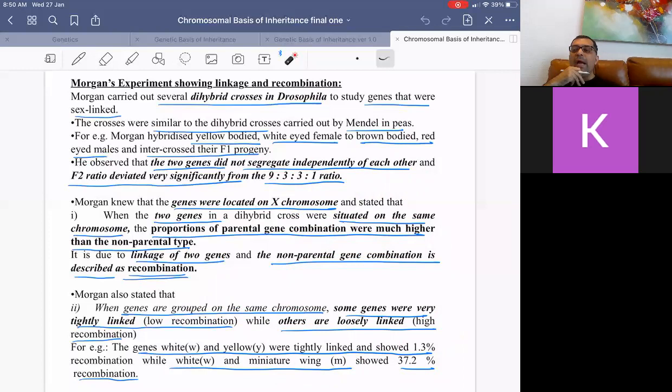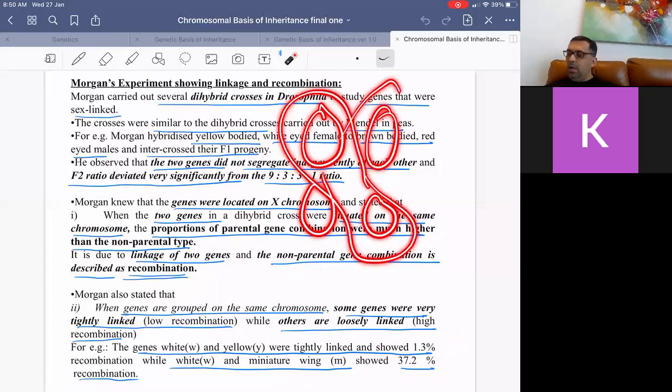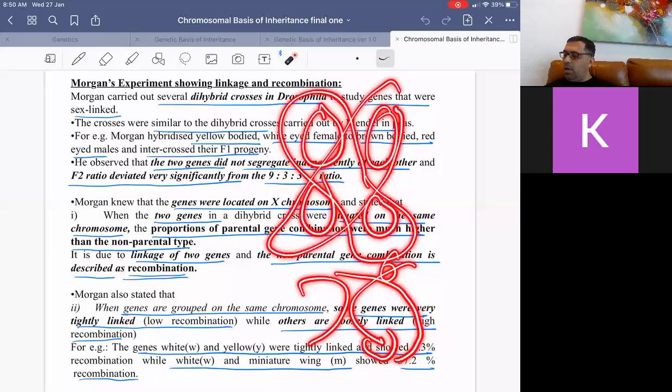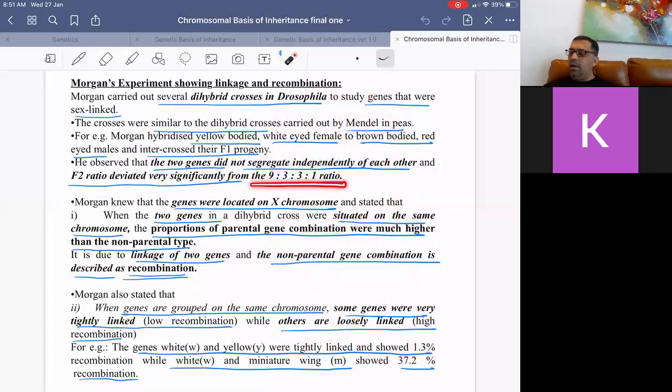Independent assortment nahi hua. Why? Because if genes were on separate chromosomes, toh independent assortment possible tha. If genes were on same chromosome, but situated far apart, toh independent assortment tha. But if genes are tightly linked, then unke beech mein independent assortment kam ho jata hai. And ratio you get is not 9:3:3:1, but you get more parental phenotypes and less recombinants. So this was observed by Morgan.